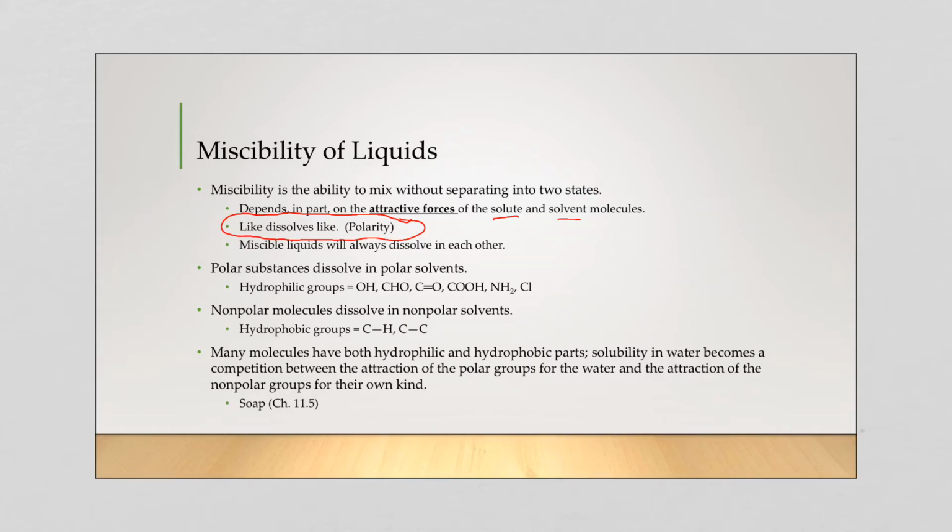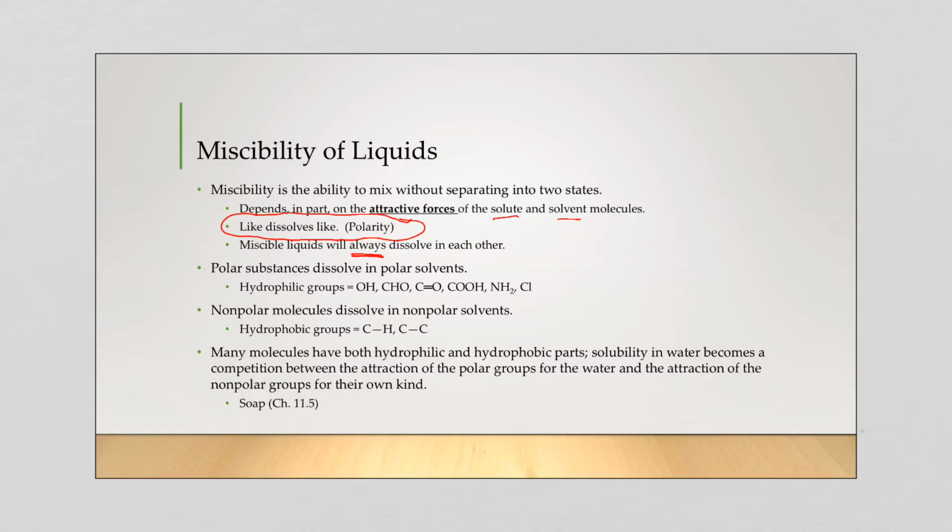One other general point about miscibility is that if two liquids are miscible, they will be miscible in all proportions. So they'll always be miscible, whether you have 5% of one and 95% of the other, or 95% of one and 5% of the other. They mix in all ratios.